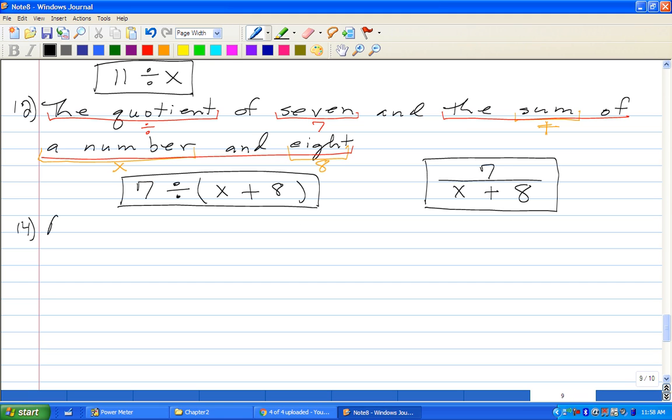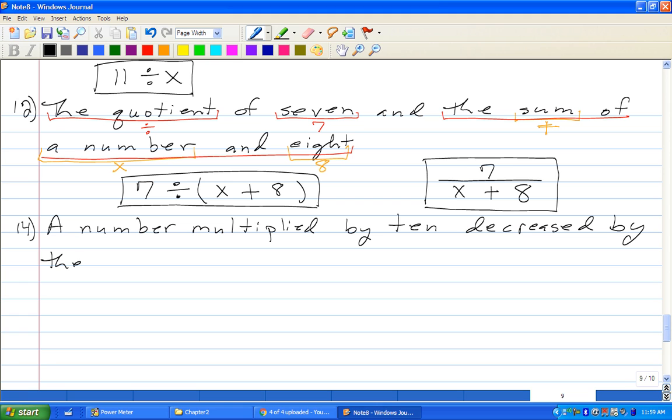A number multiplied by 10 decreased by the square of the number.